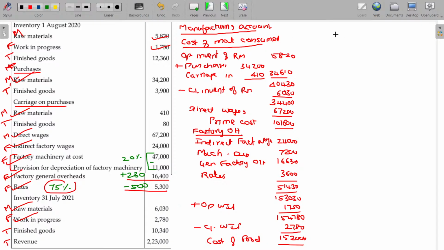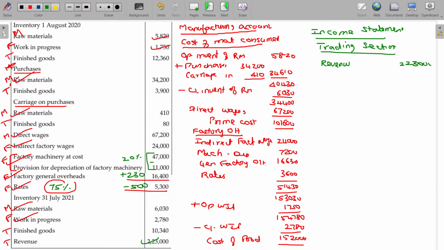Now income statement, I start with the trading section. Here start with the revenue, 2,23,000, minus cost of sales.